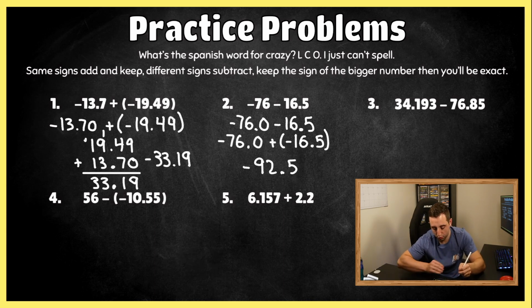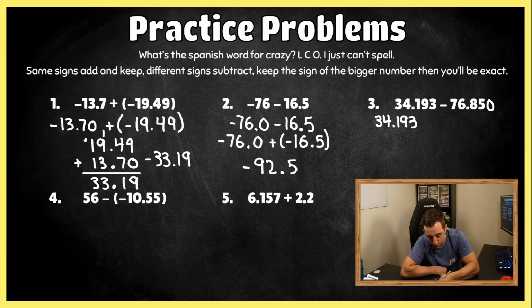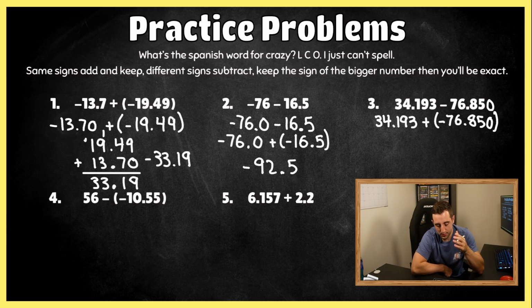Now let's jump over to number 3. I see that we have to add a 0. I'm just going to tack it on behind the 5. That way they both go to the thousands place now. I see subtraction. We're going to utilize loco, so leave, change, opposite. So we leave the first one alone, change subtraction to addition, and 76 and 850 thousandths turns to the opposite, so now it's negative. And now we want to utilize our song here. So same signs add and keep.